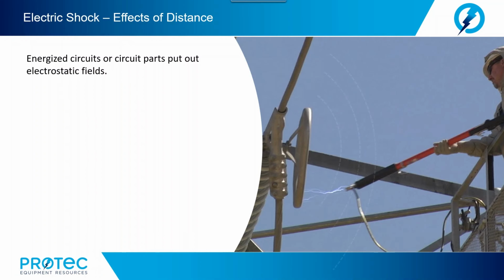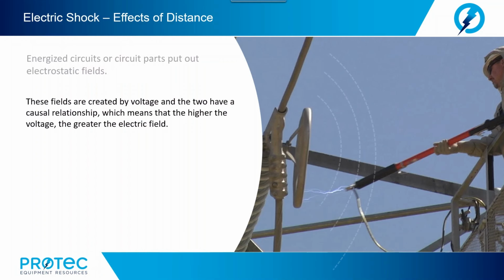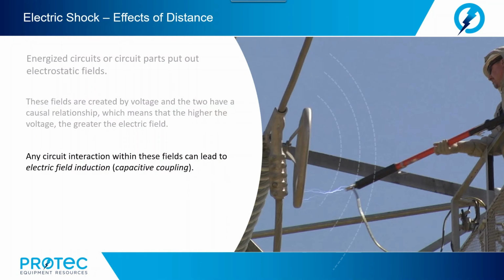Now, energized circuits or circuit parts put out electrostatic fields. These fields are created by the voltage, and the two have a causal relationship, which means the higher the voltage, the greater the electrostatic field that is being produced. Any circuit interaction within these fields can lead to electric field induction, also called capacitive coupling.